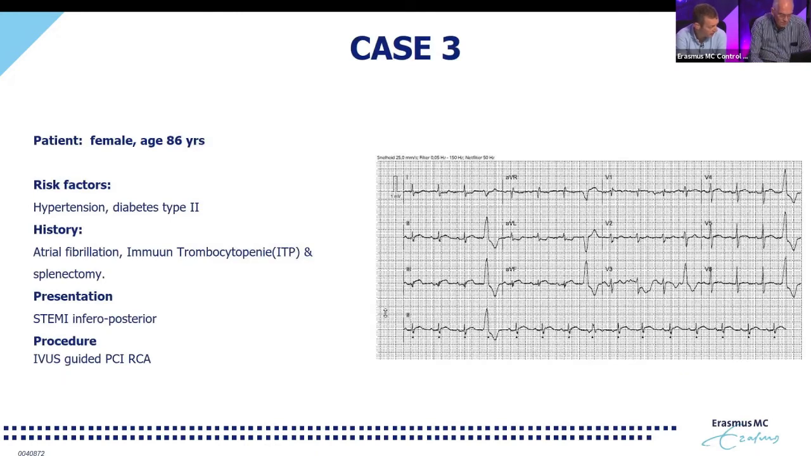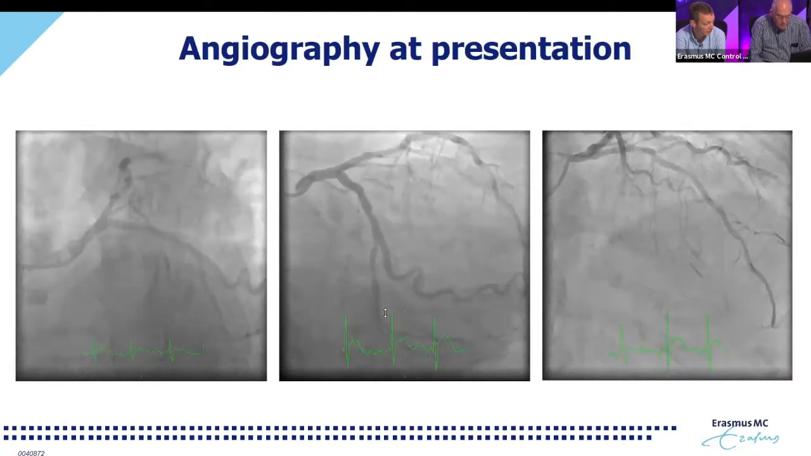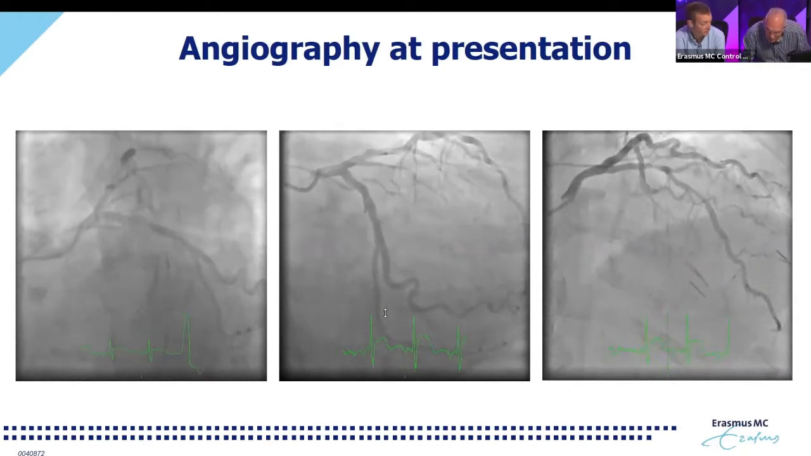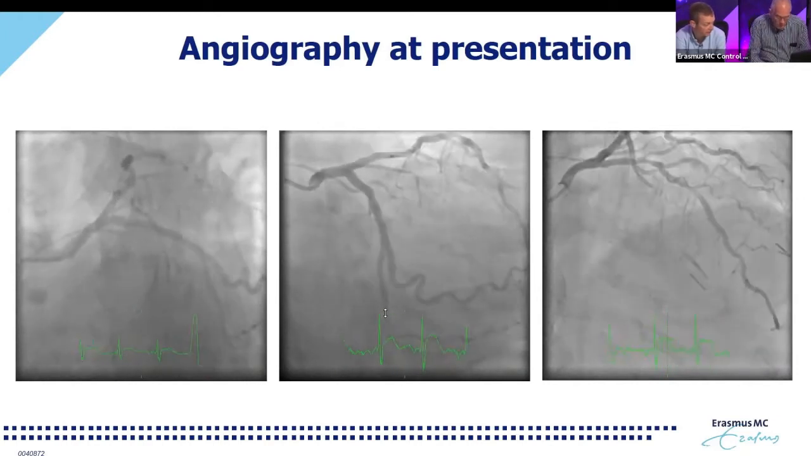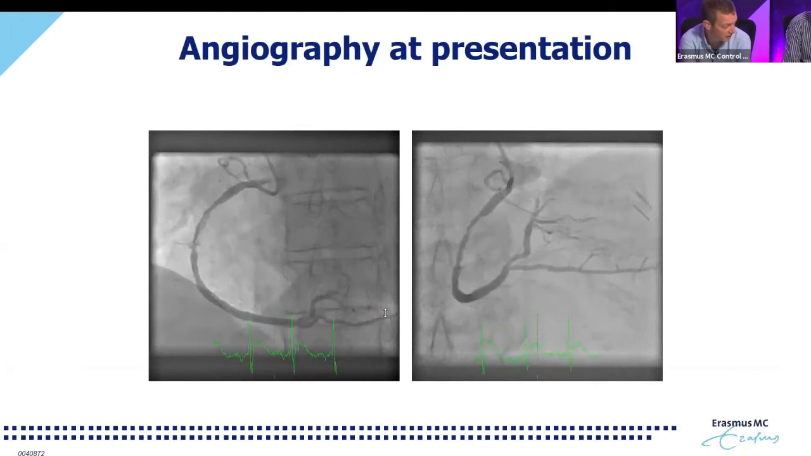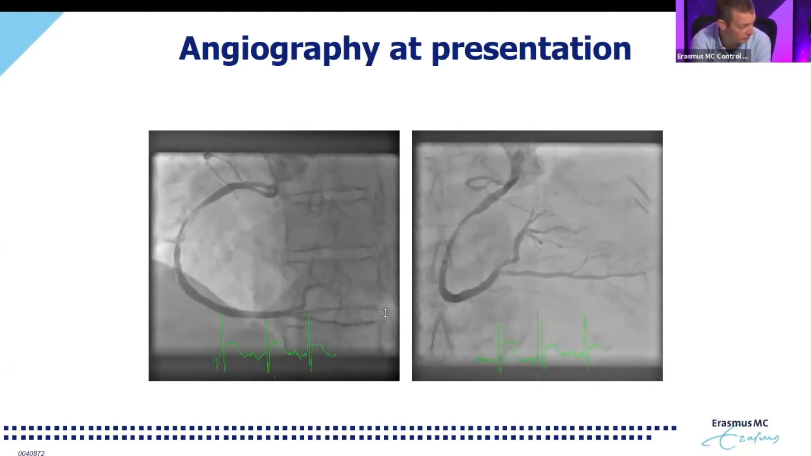Final case of today, Jurgen, an 86-year-old female. Traditional risk factors: hypertension, diabetes type 2, AFib, ITP, and splenectomy in the past. She presented with an inferoposterior STEMI, for which she underwent an IVUS-guided PCI of the right. So in this case, we started with an angiogram of the left system, showing a diffusely diseased left system without any apparent significant disease, but a clear lesion in the proximal right coronary artery.